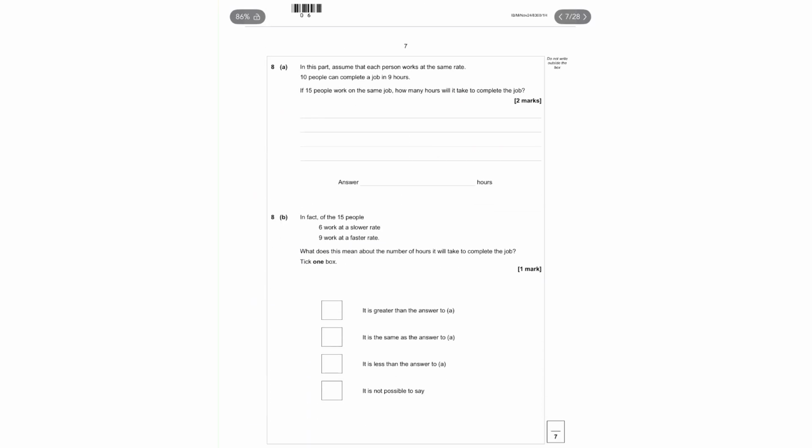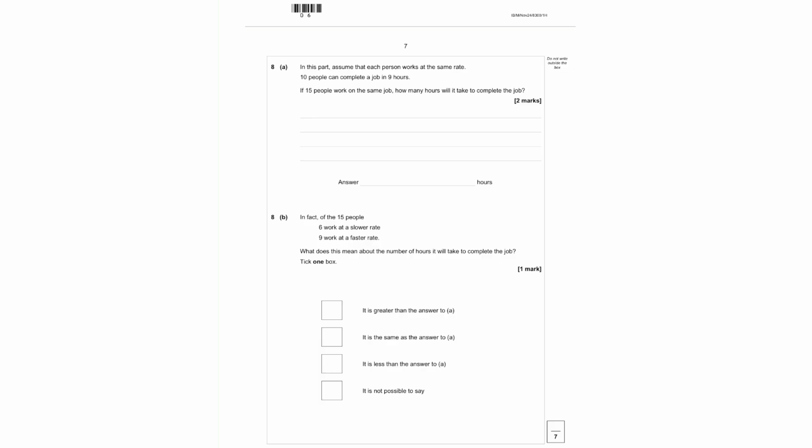Moving on to question 8. In this part, assume that each person works at the same rate. 10 people can complete a job in 9 hours. If 15 people work on the same job, how many hours will it take to complete the job? What we want to know here is, if everyone works at the same rate, we want to work out the amount of work in total that's being done, and then find out how long it would take 15 people to do the same amount of work.